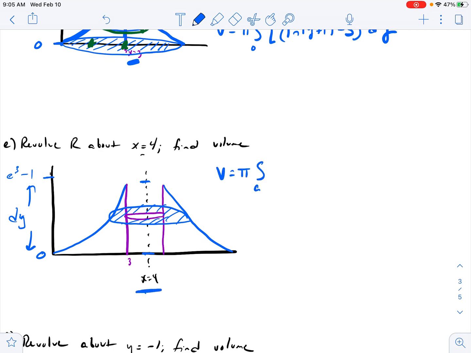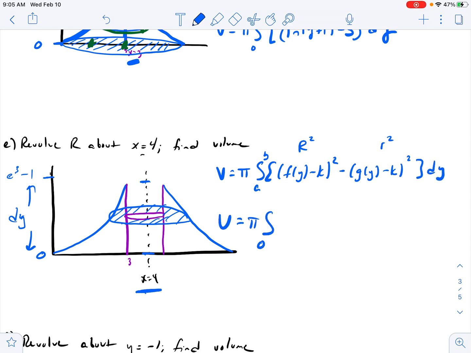So volume equals pi integral a to b. The formula is going to be f of y minus k squared, that's the bigger set of radii, minus g of y minus k squared for our smaller set of radii, dy. All right, subbing in. Bounds we know are 0 to e cubed minus 1. Here, we're going to have a big radius squared minus a smaller radius squared, just kind of setting up my template. What's the line of rotation here? x equals 4. So I know I'm going to have a minus 4 in the back of both of these parentheses. And now I need to identify the two functions.